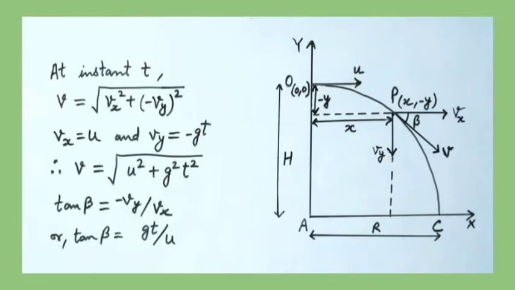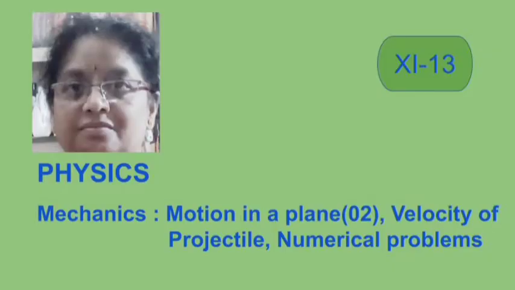The velocity of the projectile at an instant is then v = under root Vx square plus Vy square. As Vx = u and Vy = -gt, therefore v = under root u square plus g square t square. And the direction of velocity is given by tan beta = minus Vy by Vx, which is equal to gt by u. We have now seen two situations of projectile motion. Let us now apply them to solve some numerical problems.